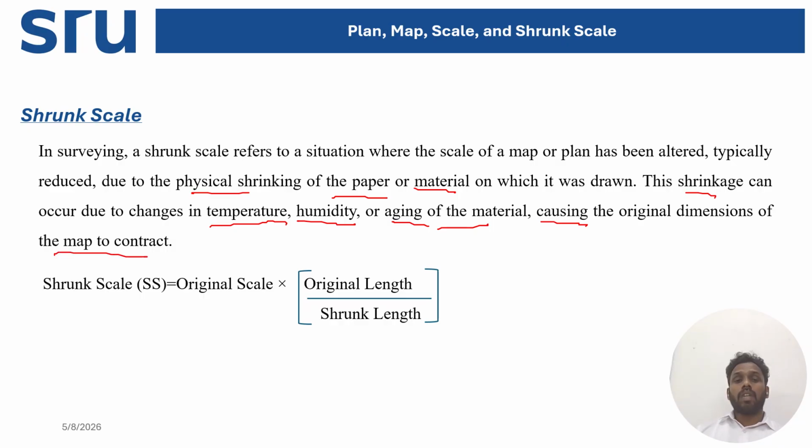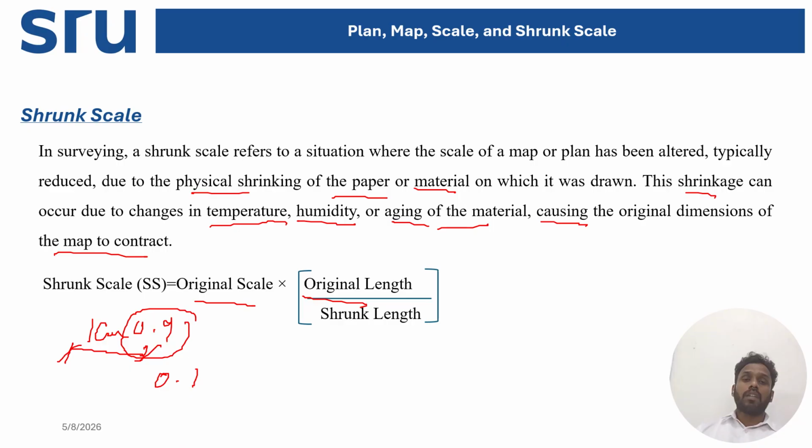Okay. So you have drawn that map for the scale, right? For example, you have drawn this for a scale of 1 centimeter. Now the scale is shrunken. It is actually 0.9 centimeter, but you have already marked this as 1 centimeter. So this shrinkage is 0.1 centimeter. When you are measuring that on the scale, it will be 0.9. So the shrunk scale percentage is 0.1. The original scale becomes the original length divided by the shrunk scale. So this is called the shrunk scale.